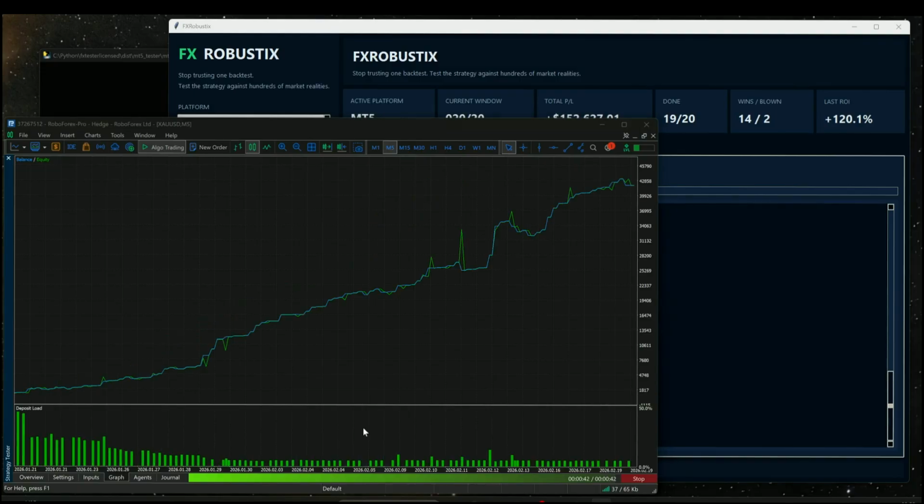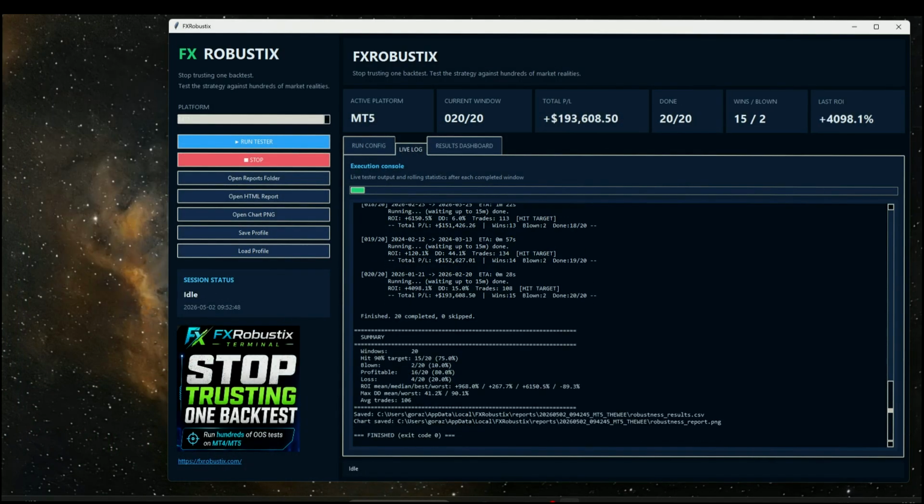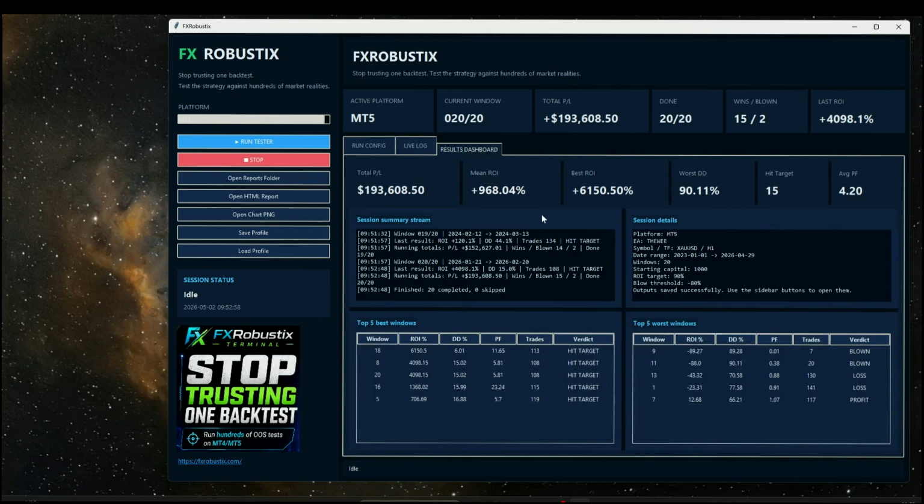But FXRobustix shows the full picture. It shows how the EA behaves across many different 30-day windows. It shows how often it hits the target. It shows how often it blows. It shows average ROI, drawdown, profit factor, and survival power.